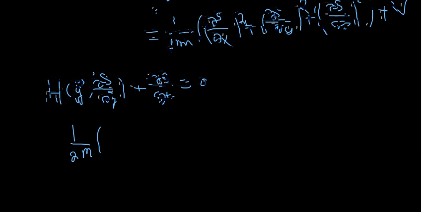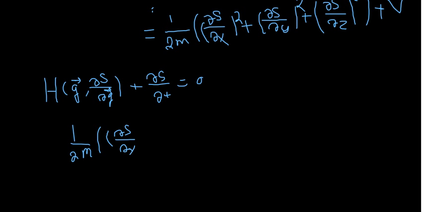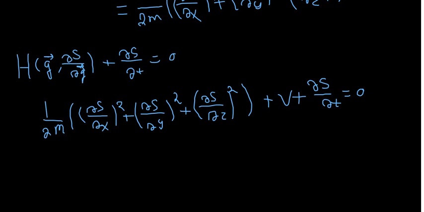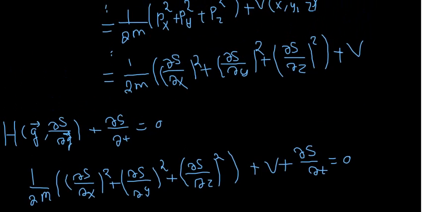(partial S, partial x) squared plus (partial S, partial y) squared plus (partial S, partial z) squared. We close the parenthesis, plus V, plus partial S, partial t, and that all equals 0. So that was the form of the Hamilton-Jacobi equation for the system in the Schrodinger picture. And actually, as we can see here, the Hamiltonian of this system is really time independent, right? That one here is time independent.